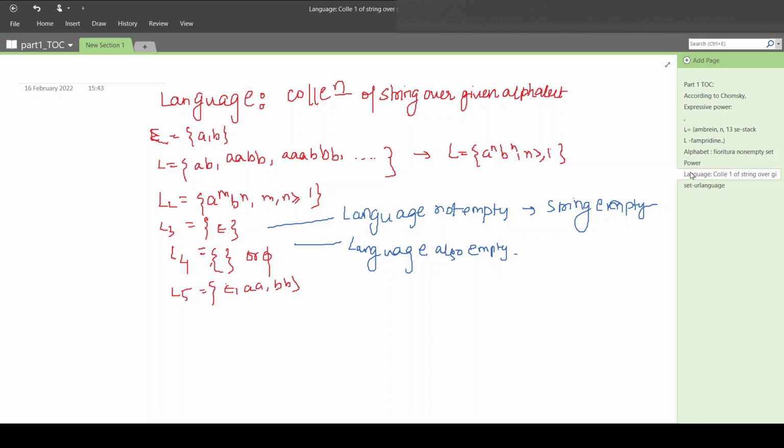What is a language? A language is a collection of strings over a given alphabet. Sigma, the input, is a and b. All languages are subsets of this sigma star. All languages fall under sigma star, remember it. This one represents a language that is not empty, while the string is empty. Yes, the language is not empty, but the string is empty. Whereas over here, the language itself is empty.